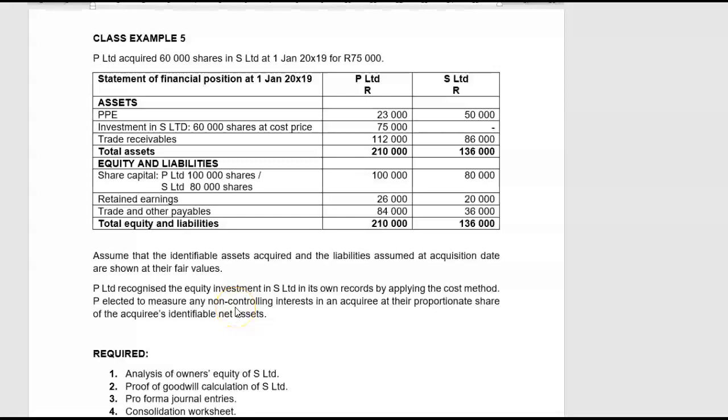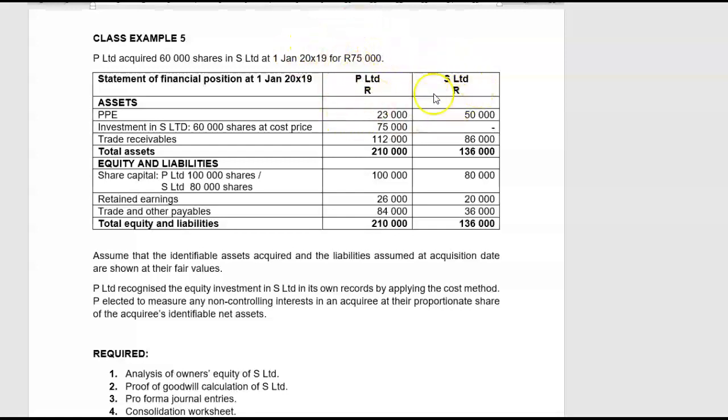Right, up till now, the holding company has always acquired 100% of the issued share capital of another company, so the other company was a full subsidiary of the holding company. In example 5, though, P Limited acquired 60,000 shares in S Limited on 1 January 2019 for 75,000 Rand.